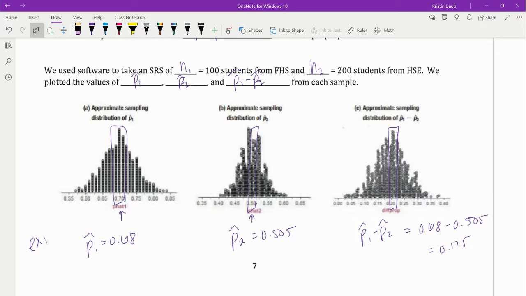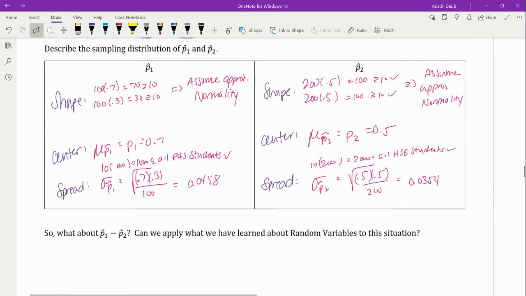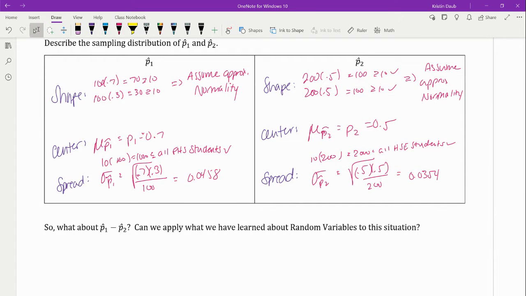Interesting. And maybe we'd want to also figure out the standard deviation. Now, the standard deviation is much harder to just estimate from the graph. So let's see if maybe we can apply what we learned about random variables to this situation as well. When we were combining random variables, we could find a sigma of two different random variables combined. So in this case, I want to take P1 and P2 hat.